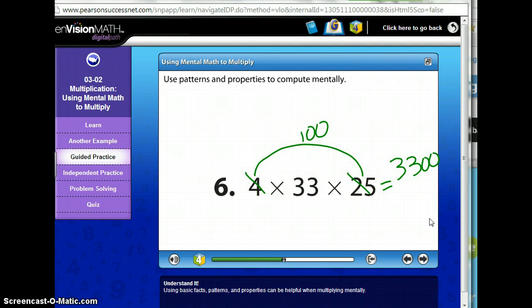Are you guys almost ready to try some on your own? Okay. Well, my goodness, I'm having bad luck with my eraser today. I apologize for that.